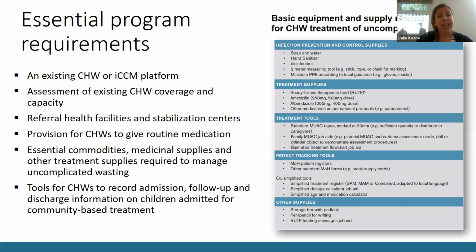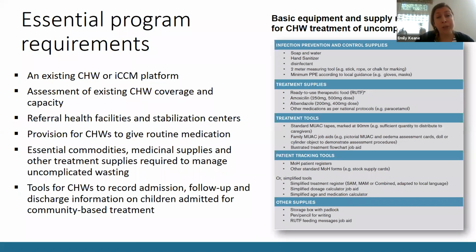The next point is recognising that community health workers can't manage all cases, so they need to have established referral points for those cases they can't manage. So for severe illness and severe COVID cases, a referral point to a health facility, and also a stabilisation centre for a complicated wasting case.